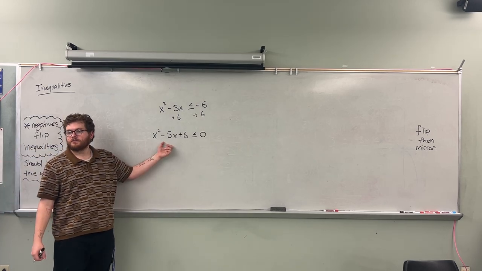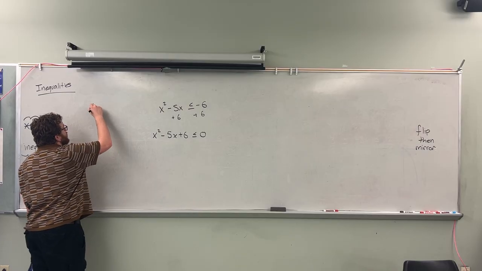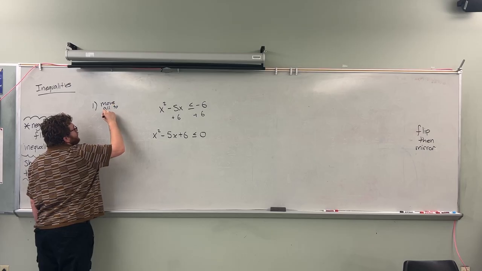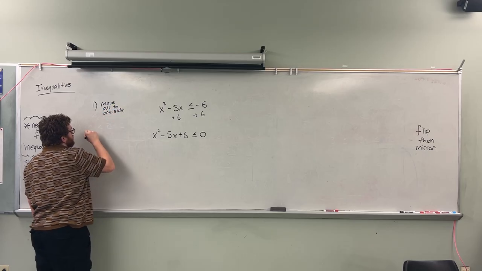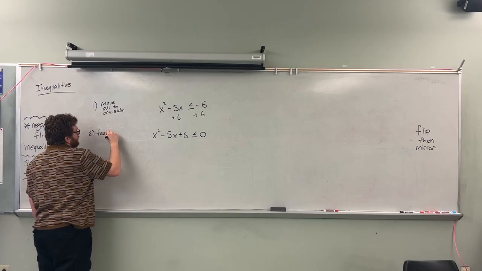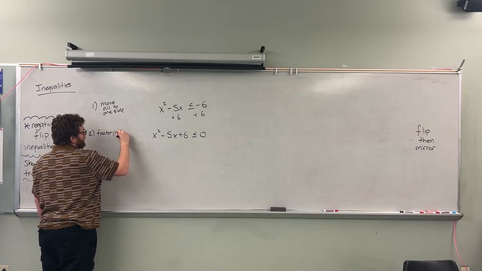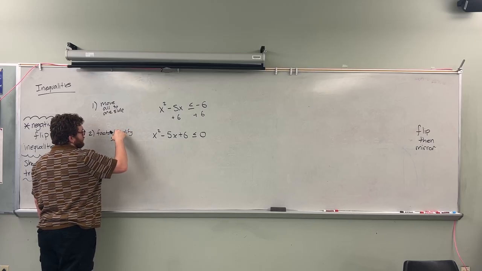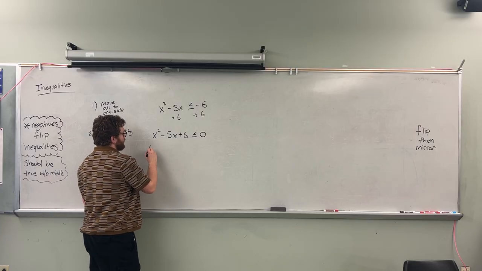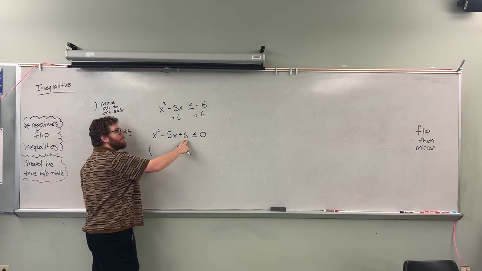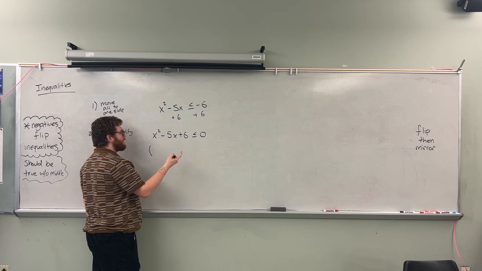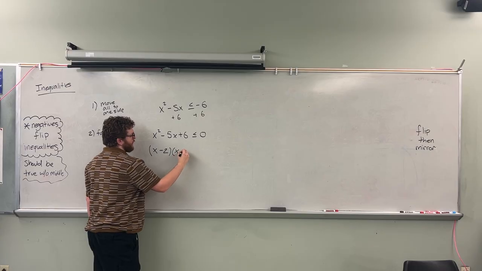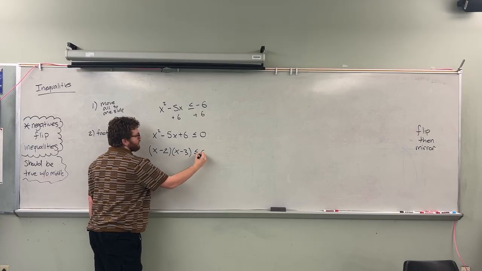And then I want to factor this side. So step 1, move all to one side. Step 2, factor, or simplify, this side. So this factors into, the factors of 6 that add to -5 would be -2 and -3. So x minus 2 times x minus 3 less than or equal to 0.